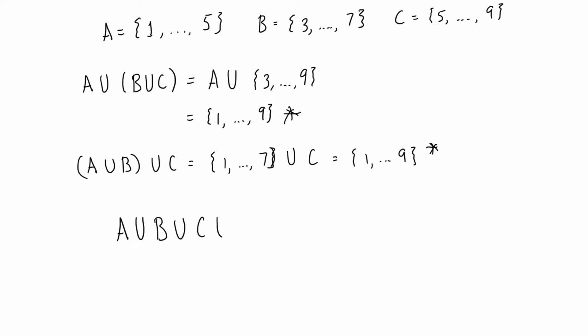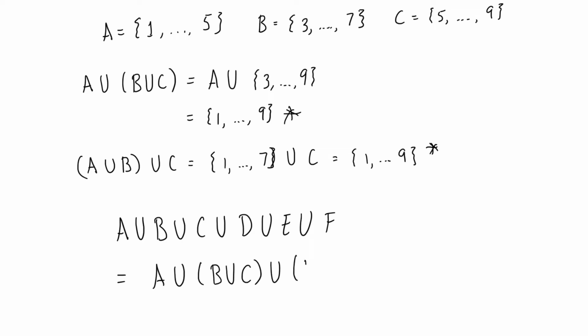And this actually applies really for any strings of unions. I could have something like this, and it would be the same as A union, maybe I would say B union C, union D, union E, union F, right? I can put parentheses anywhere in this union and evaluate the union of any two of these sets first, and I'll still get the same result.